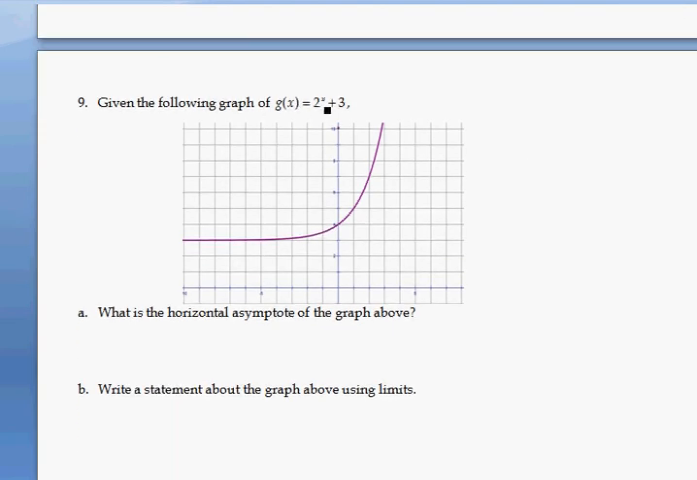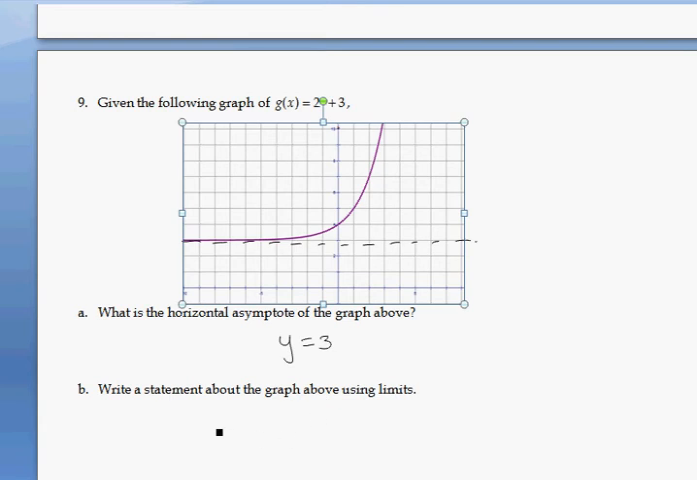Given the graph of g of x equals 2 to the x plus 3, which is this one, notice that instead of the y-intercept being at 1, it's shifted up 3 units, so it's up at 4. It asks, what's the horizontal asymptote here? Instead of it being the x-axis, because of this plus 3, it's been shifted up 3 units, and so that's the equation y equals 3. That's this line right here. And then: write a statement about the graph above using limits.